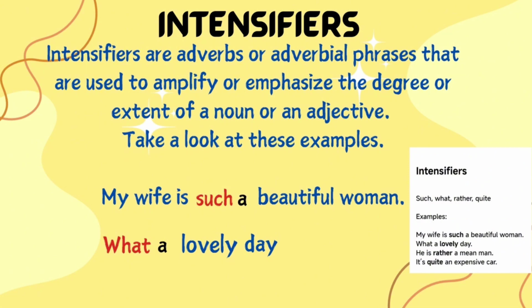The next predeterminer category is intensifiers. Intensifiers are adverbs or adverbial phrases that are used to amplify or emphasize the degree or extent of a noun or an adjective. Words like such, what, rather, quite are examples of intensifiers. Now take a look at the other examples. My wife is such a beautiful woman. And what a lovely day. In both the sentences, the articles are preceded by the intensifier determiners such and what.